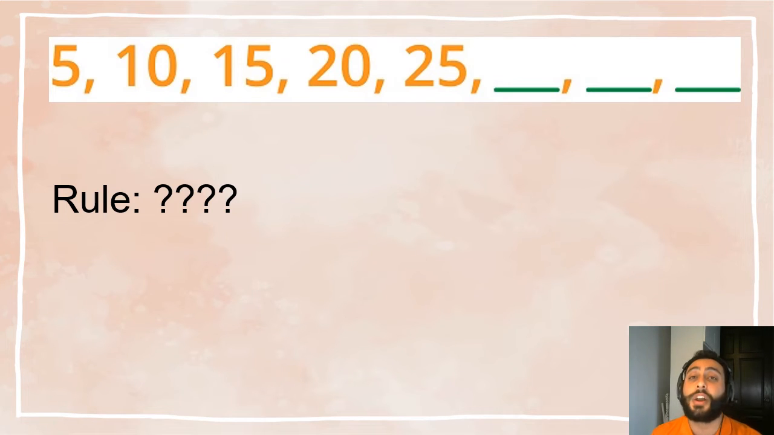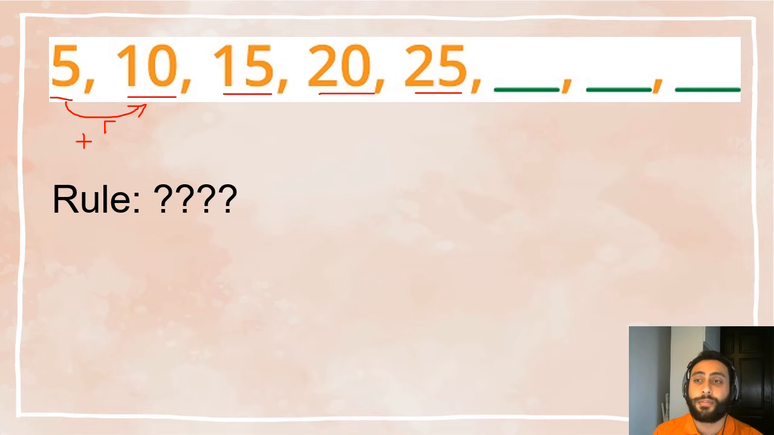Now, let's look at this one. Again, we have to find a rule first. 5, 10, 15, 20, 25. So we have 5 terms already, right? So what happens at each term? When we go to the next term, what happens?